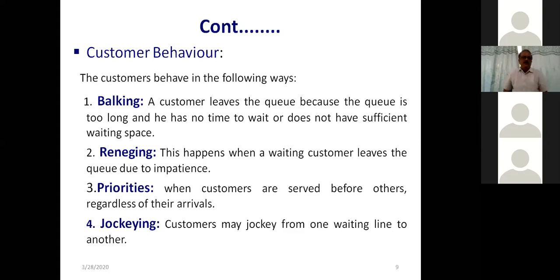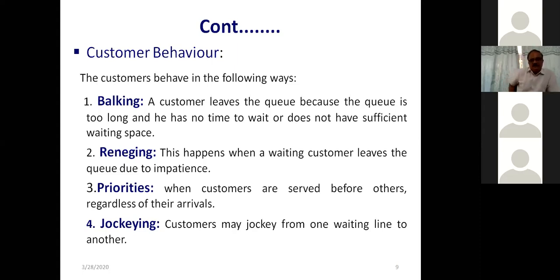Whereas priorities is the term where some customers are served before the others. For example, out of these 50 reservation counters, you might have seen that some counters are reserved for senior citizens, or some counters are reserved for VIP people like MPs, MLAs. So they get priority over the other customers. This is called the priority type of customers and their behavior.